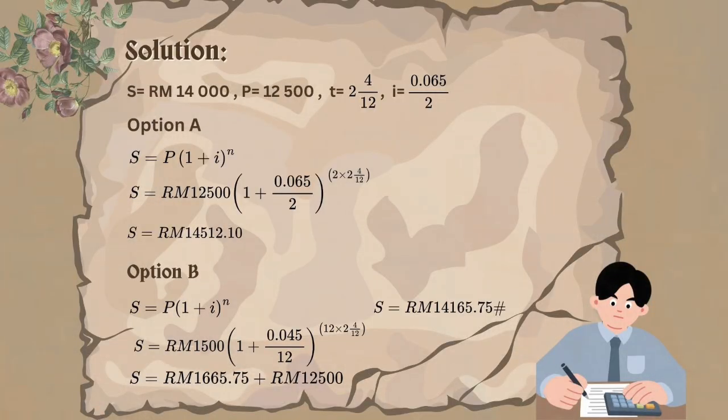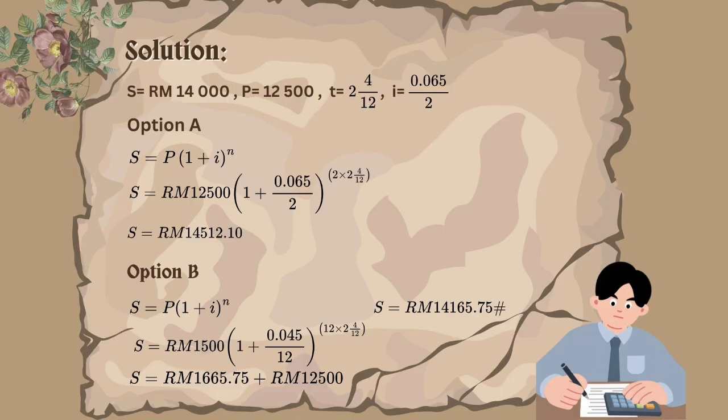From the question, we get some information like S 14,000, P 12,500, T 2 years and 4 months, I 0.065 divided by 2. So we use the compound formula S equal P(1 plus i) powered of n. After that, we apply the information into the formula S equal 12,500(1 plus 0.065 divided by 2) powered by 2 multiplied to 4 divided by 12. And the answer will be 14,512.